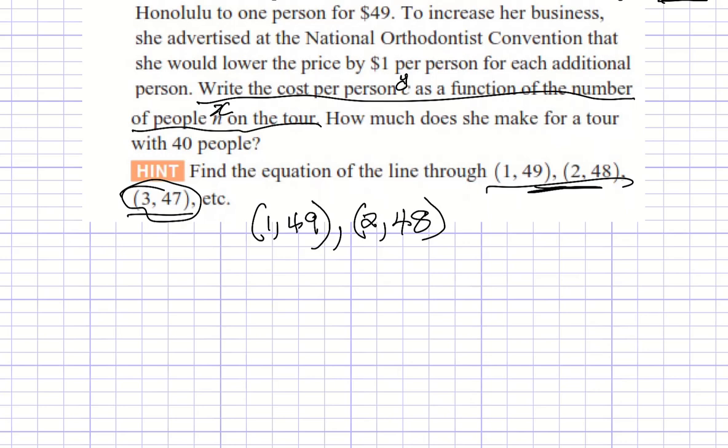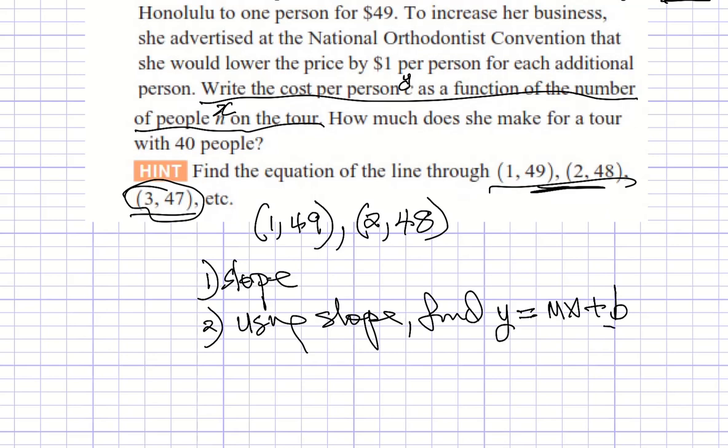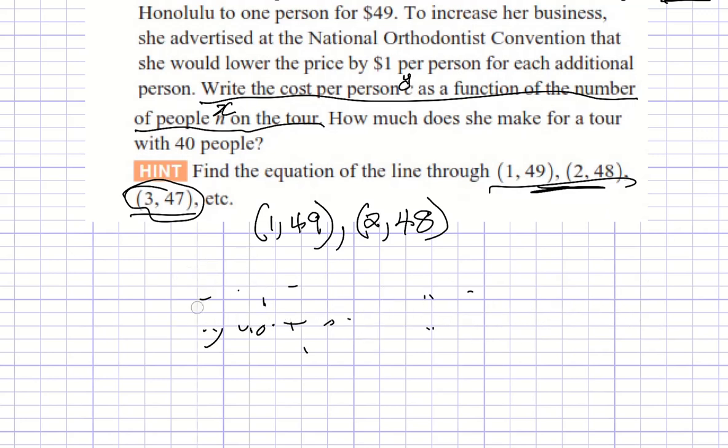How do you get the equation? Well, first you get the slope. And then second, using the slope, you find the equation. What do you call that? Slope intercept form, y equals mx plus b. I'm sorry, b is the y-intercept, m is the slope, this is x. So basically that's what we're gonna do. Let's solve the problem.